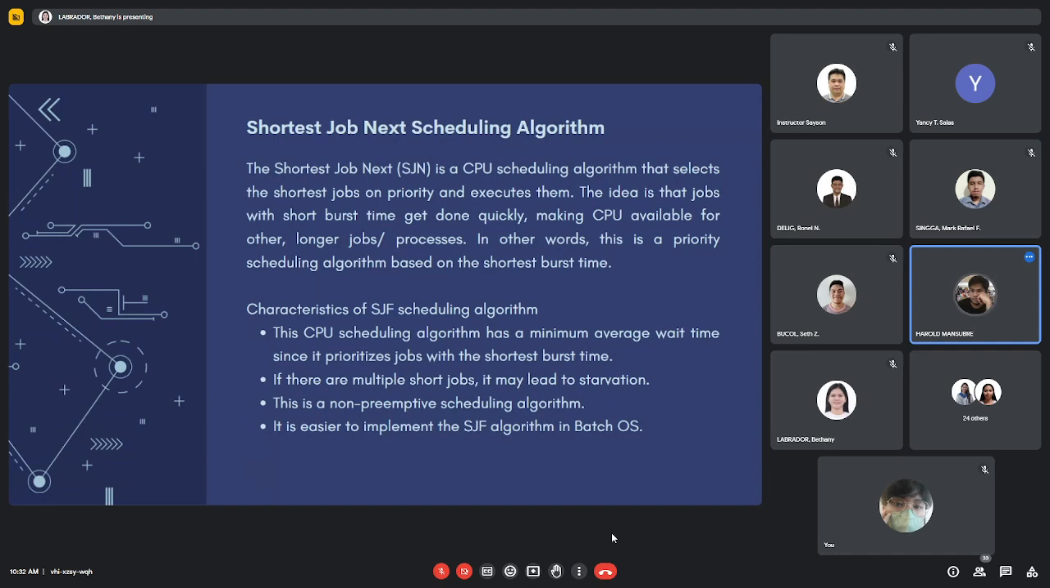A variety of scheduling algorithms have been proposed in the past to solve the issue of starvation in SJF. The next is that this is a non-preemptive scheduling algorithm. If the CPU cycle is allocated to a process, the process holds the CPU until it reaches a waiting state or is terminated. Next, it is easier to implement the SJF algorithm in a batch OS. The next page is the advantages and disadvantages of the SJF. Next page, please.